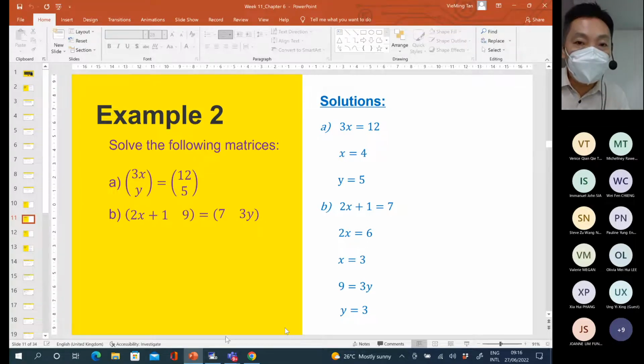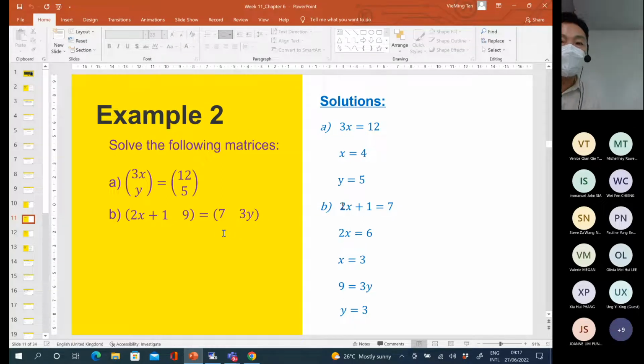And part B, we have 2 elements on each matrix at both sides. On the left hand side we have 2x plus 1 followed by 9. On the right we have 7 and 3y. So how are we going to get the x value and y value? We have to solve 1 by 1. So 2x plus 1 is at the location of row number 1, column number 1, which is similar to this location. So we can conclude 2x plus 1 is equal to 7.